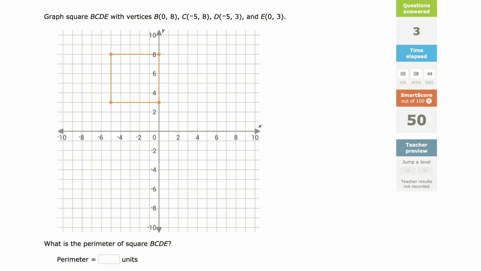This is a square, they tell me. Let me count the side. 1, 2, 3, 4, 5 here. And again, that makes sense because this is 8, and this is 3. 8 minus 3 is 5. All the sides are 5. So since it's a square, you can either add 5 four times or just do 5 times 4, and you'll get that the perimeter is 20 units all the way around.